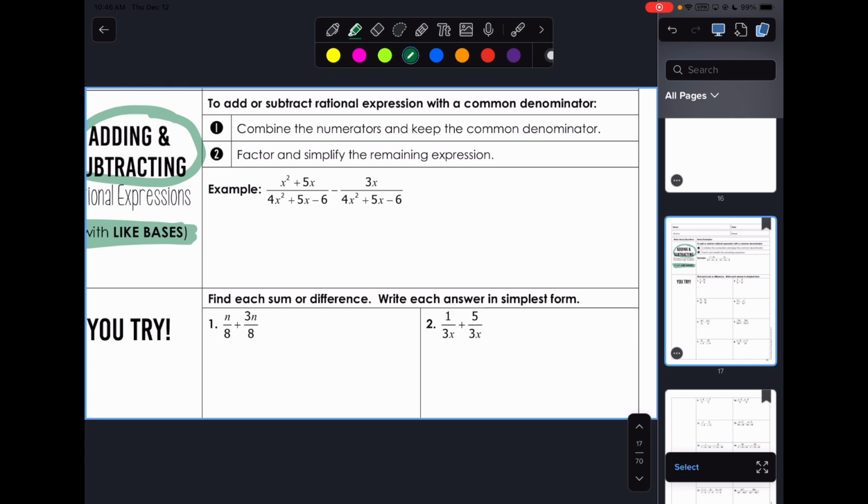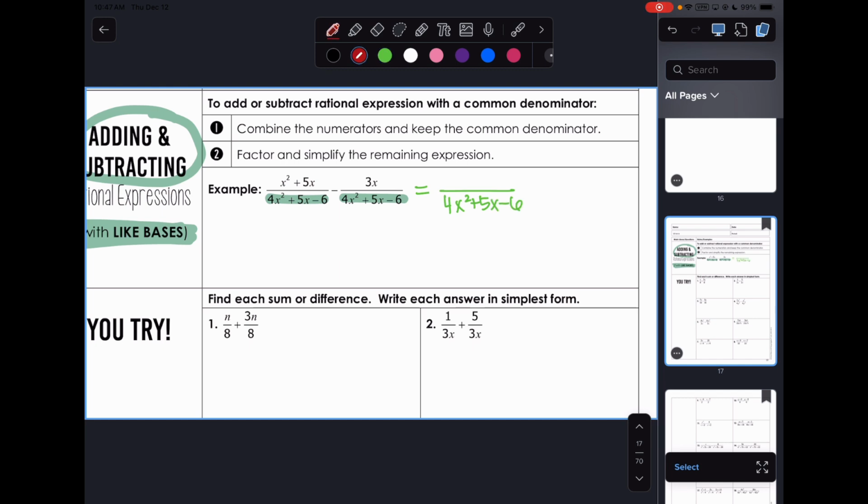Okay? So step 1, to add, subtract rational expressions with a common denominator, you're going to combine the numerators and keep the common denominator as it is. Do not double it. Okay? Factor and simplify the remaining expression. So, do we have common denominators here? Yep. So I'm going to keep it as they are, leaving me with 4x squared plus 5x minus 6. Okay.